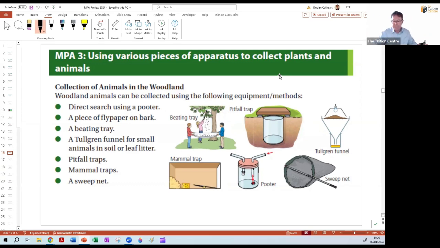away. Right? Beating tray. Sweep net is only good for long grass that doesn't have thorns in it. It's not good for a holly tree or something, right? You're just going to wreck your sweep net.